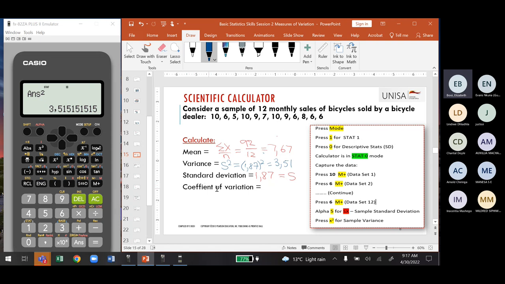Now, how do we calculate the coefficient of variation? It is easy to calculate, because we do have the standard deviation and the mean. So on your Casio calculator, you will say shift and press button number one. We know that the coefficient of variation is your standard deviation over the sample mean, multiplied by 100.